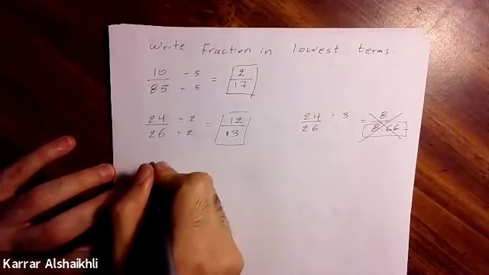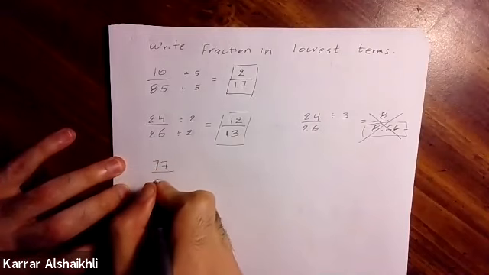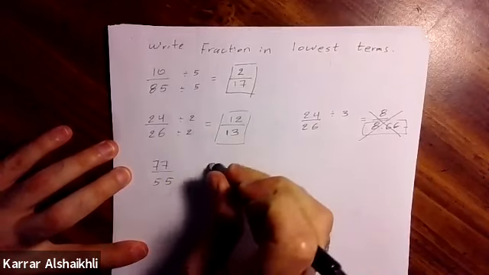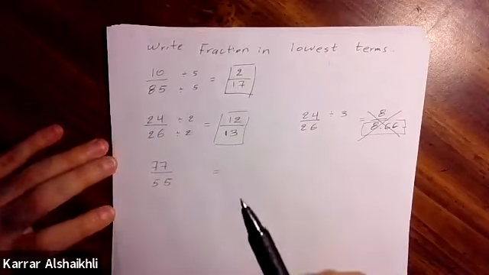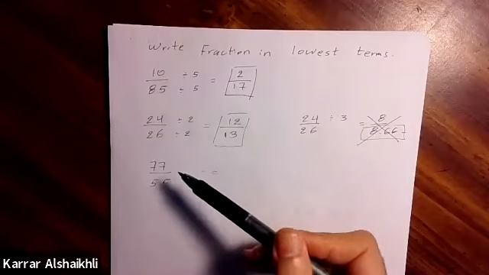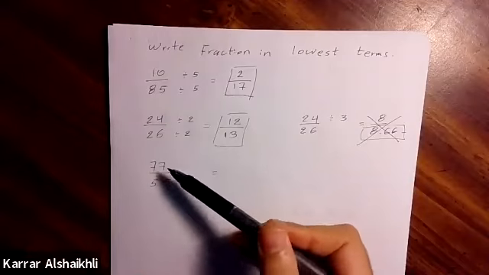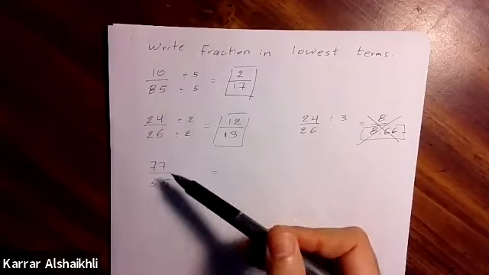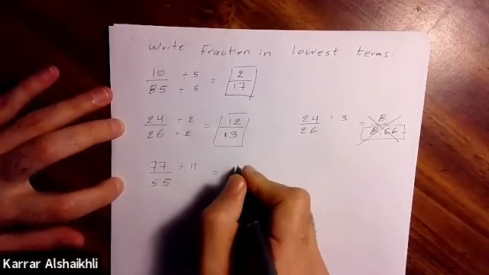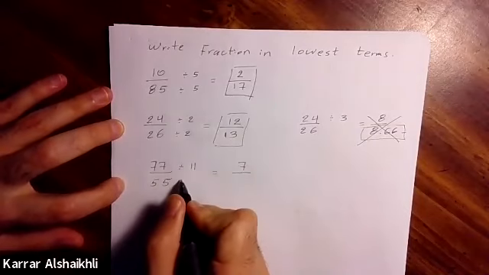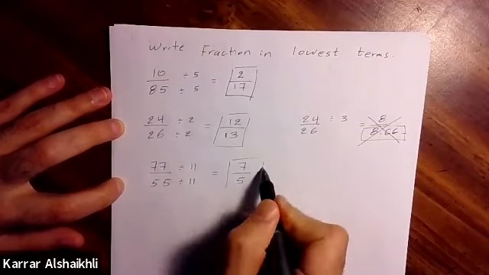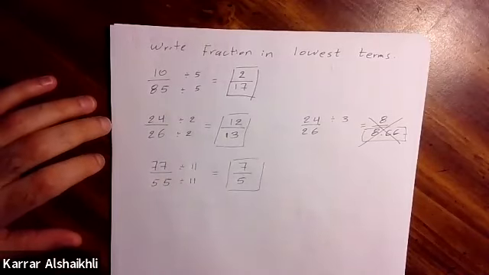Let's do this example. 77 over 55. What's the common between these two numbers? 11. Because we can't choose the 2, we can't choose the 3, the 4 is not a common, the 5, the 6, until you arrive at 11. Because if you divide 77 by 11, it's going to be 7. If you divide 55 by 11, it's going to be 5. I can't simplify anymore, so this is the solution for this example.